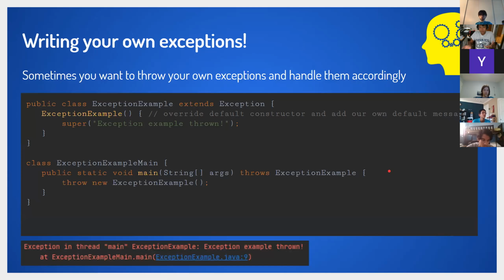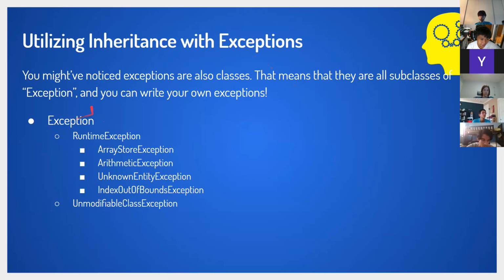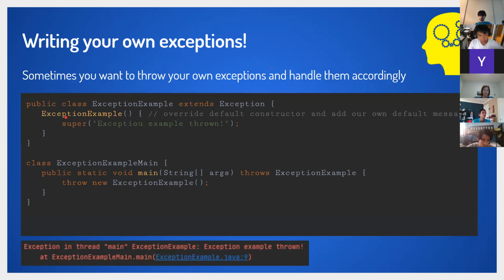And so that also means because Exception is just a class, you can write your own exceptions. And here I have a very, very simple exception example. Here in this first part, I have a public class ExceptionExample, and it extends Exception. So I'm now making a subclass of this exception, right? And I'm just going to override the default constructor and set our own default message. I'm going to say ExceptionExample, super, and I'm going to pass in a message. Okay, this is defined in the Exception class. If you look up the Javadoc, you can override it.